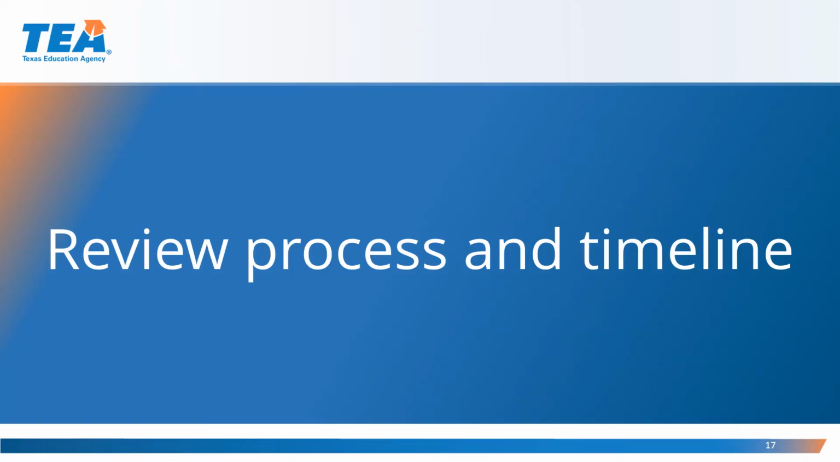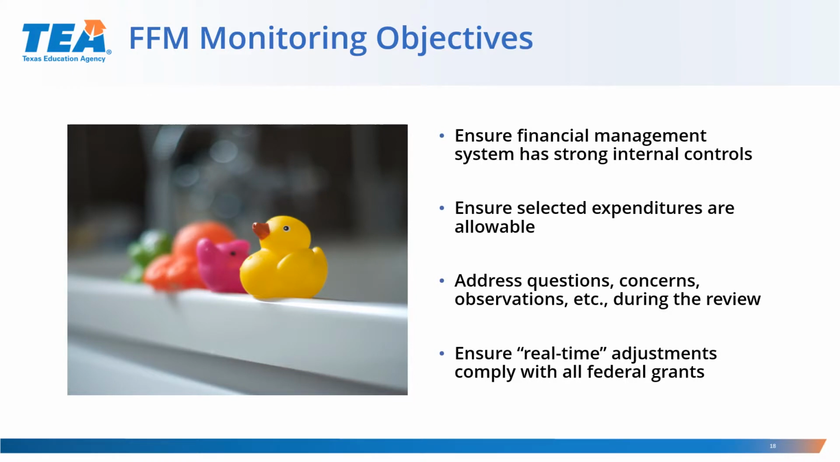Now let's move to the FFM review process and timeline. Our monitoring objectives are to ensure that financial management systems have strong internal controls, that we ensure that selected expenditures are allowable, and that we address any questions, concerns, and observations during the review to ensure real-time adjustments that will comply with all federal grants.